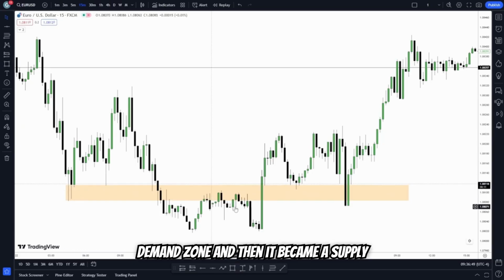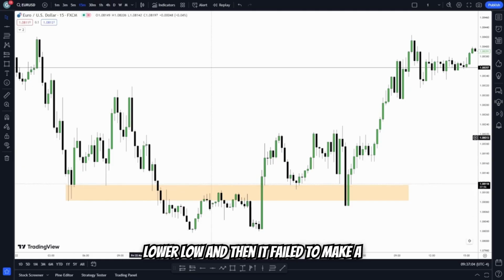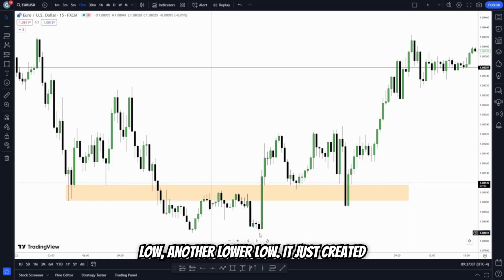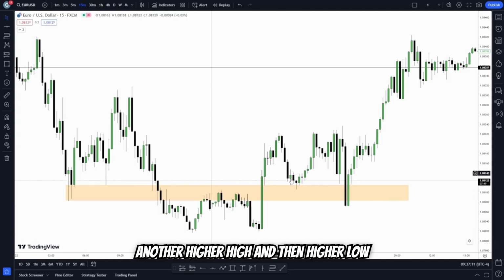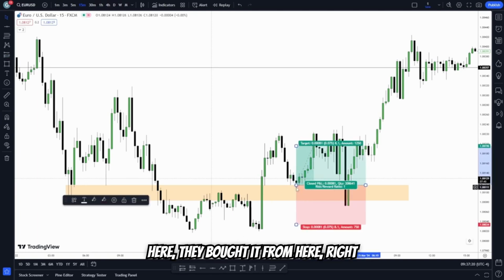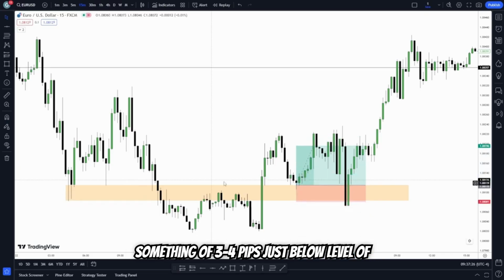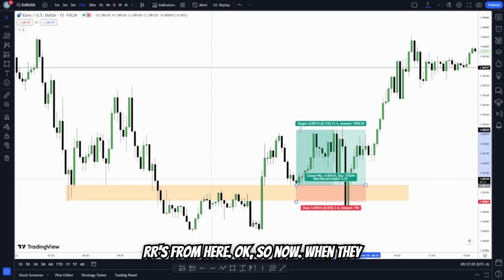It broke the demand zone, and then it became a supply zone, right? And then it broke one more time the demand zone, and then it is now a demand zone over here, and now the market has given a higher high. So from here it made a lower low, and then it failed to make another lower low. It just created another higher high, and then a higher low, and then another higher high. And what I told you, the people who bought from this retest level right over here have a stop loss somewhere around 5 pips, or 3-4 pips just below this zone, and they will target big RRs from here.